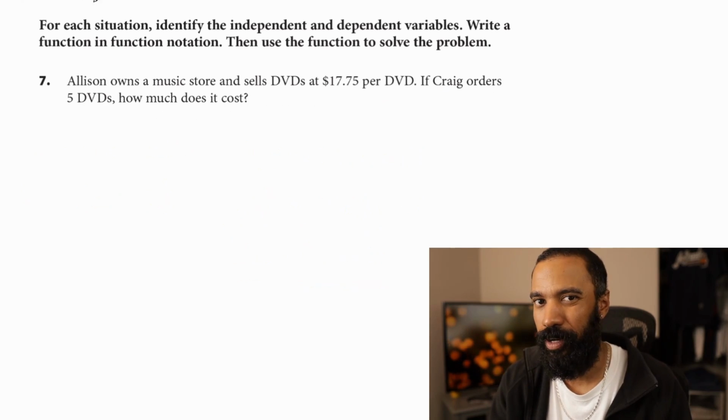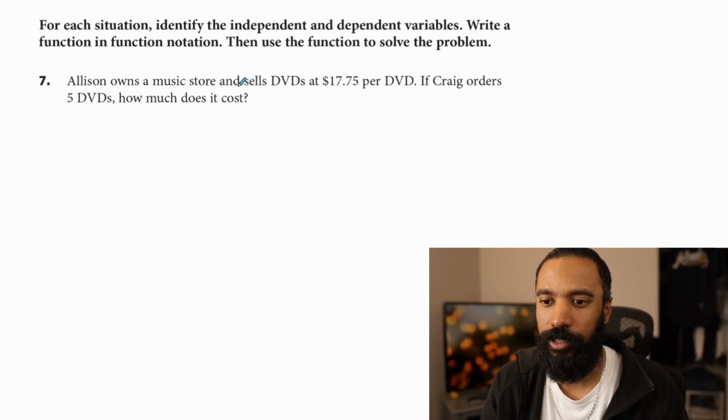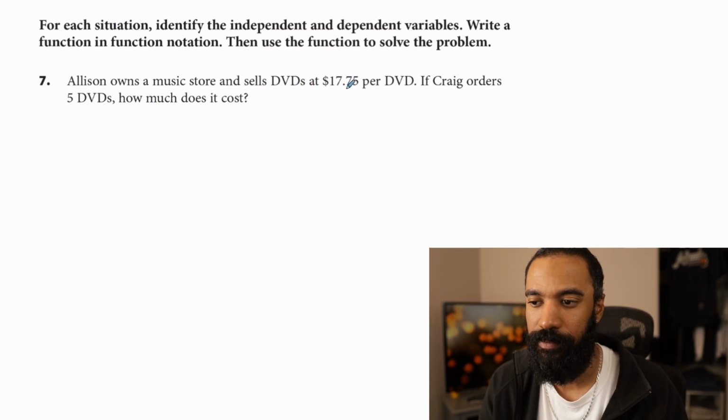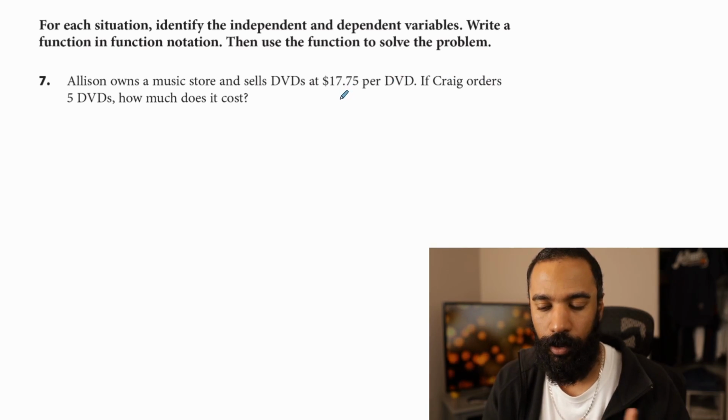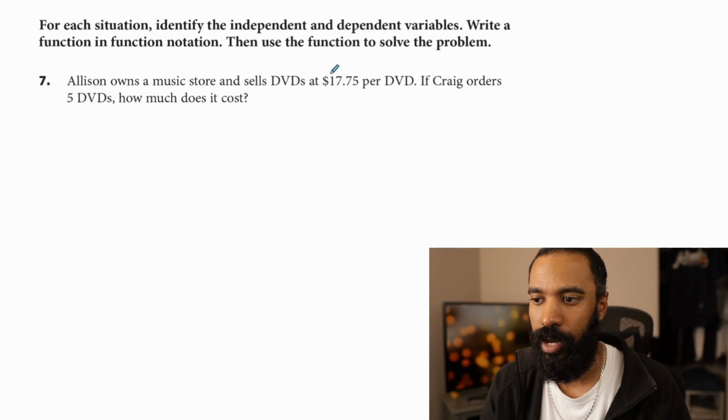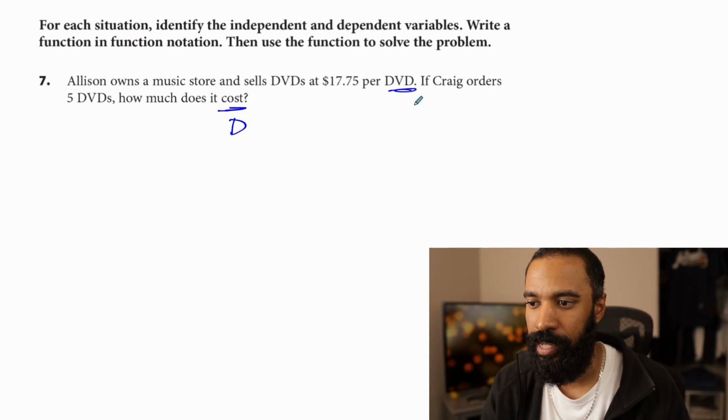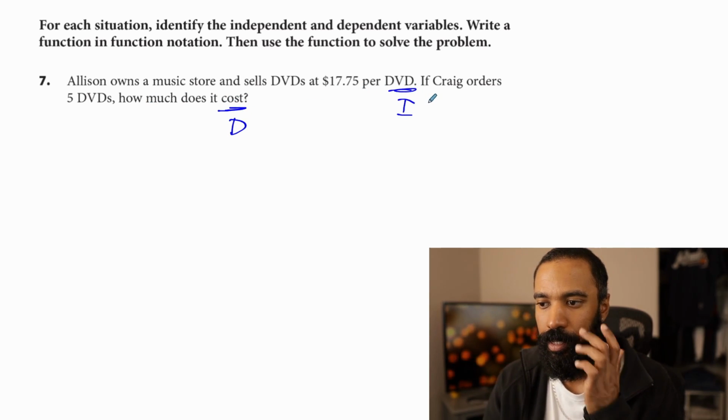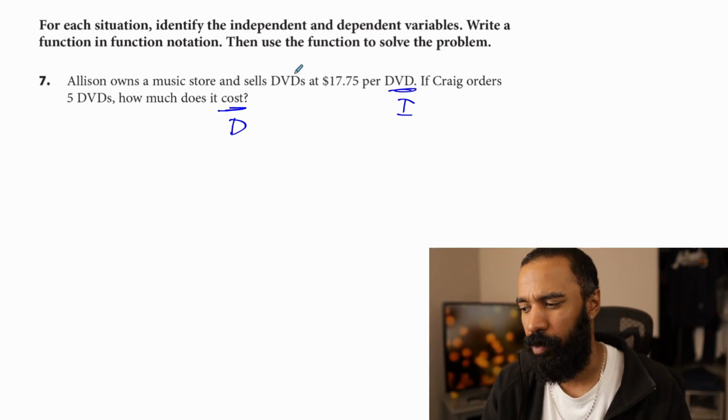Like I said, these are pretty fast and all the same after this. Allison owns a music store and sells DVDs at $17.75 per DVD. If Craig orders 5 DVDs, how much does it cost? Looks like cost here is dependent upon the number of DVDs. Independent. Okay?